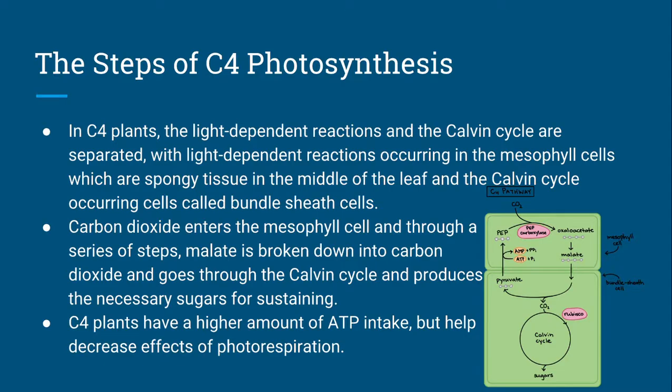C4 photosynthesis is where the light-dependent reactions and the Calvin cycle are separated, with light-dependent reactions occurring in the mesophyll cells, which are spongy tissues in the middle of the leaf, and the Calvin cycle occurring in cells called bundle sheath cells. Carbon dioxide enters the mesophyll cell, and through a series of steps, malate is broken down into carbon dioxide and goes through the Calvin cycle and produces the necessary sugars for sustaining life. Malate is an organic acid which will be broken down for CO2. But the thing is, C4 plants use more ATP. However, it does decrease the effects of photorespiration.